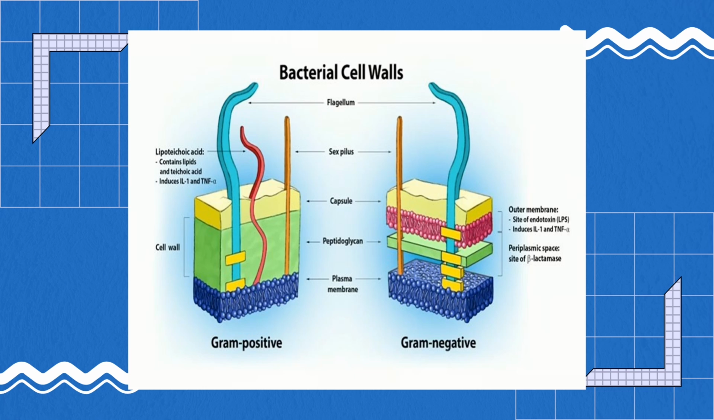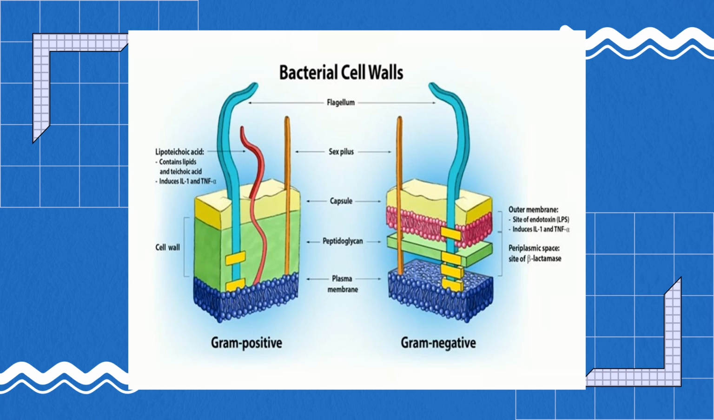For the gram-positive bacterial cell wall, as you see, you have a very thick layer of this green material. It's not actually green in real life, this is just a diagram, but this thick layer is the peptidoglycan layer. Because of how thick it is, it absorbs more of the gram stain, and that's why it appears as a darker color under the microscope.